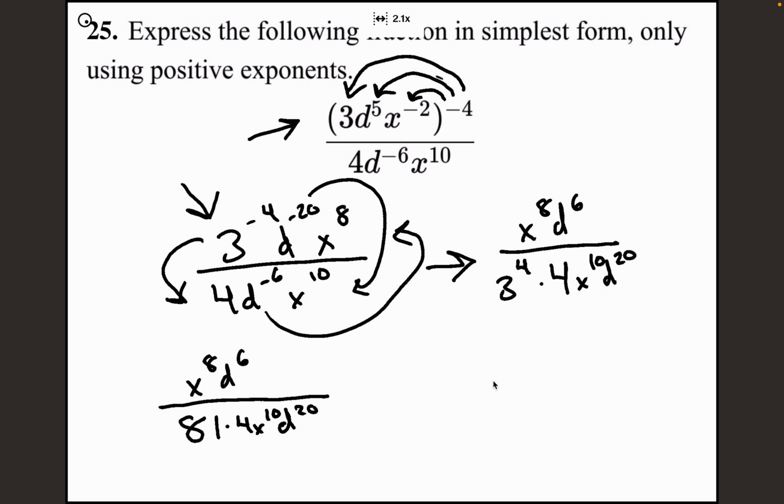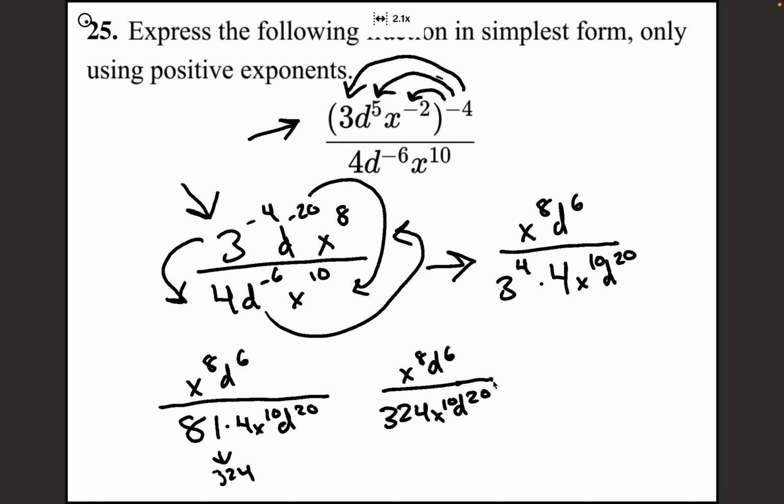Now I can multiply my 81 times 4. All right, when I do that, I'm going to get 324. All right, so I have 324, x to the 10th, d to the 20th, x to the 8th on top, d to the 6th. And now I'm going to simplify out my x's and the variables of d.